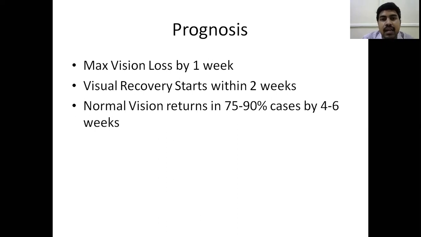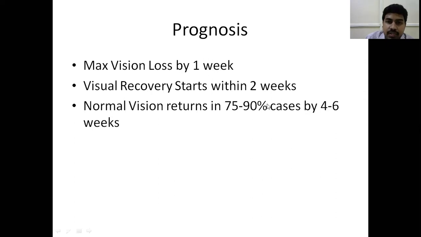But after 1 week, there are fewer chances that the symptoms will worsen. And if the vision is still reducing even beyond 1 week, then you should think of other diagnoses like Leber's optic neuropathy, etc. It could not be optic neuritis. Okay, and the visual recovery starts within 2 weeks. Normally the vision returns in 75 to 90% of cases by 4 to 6 weeks.